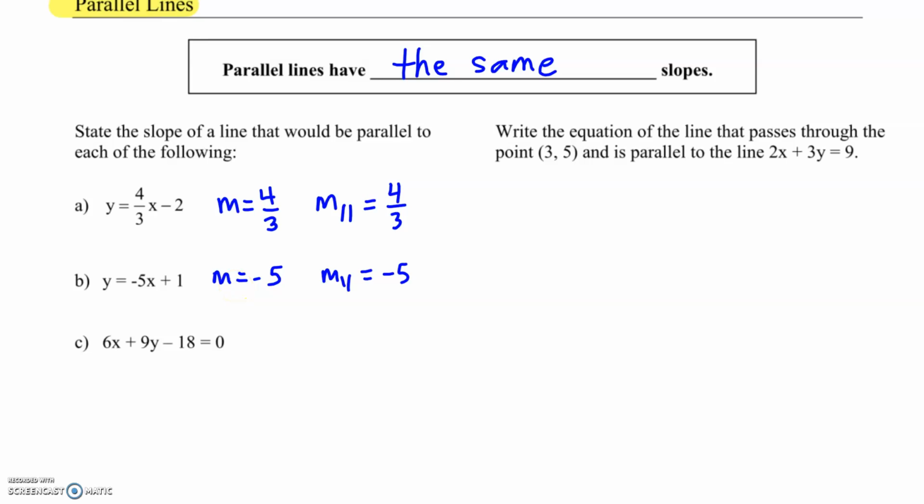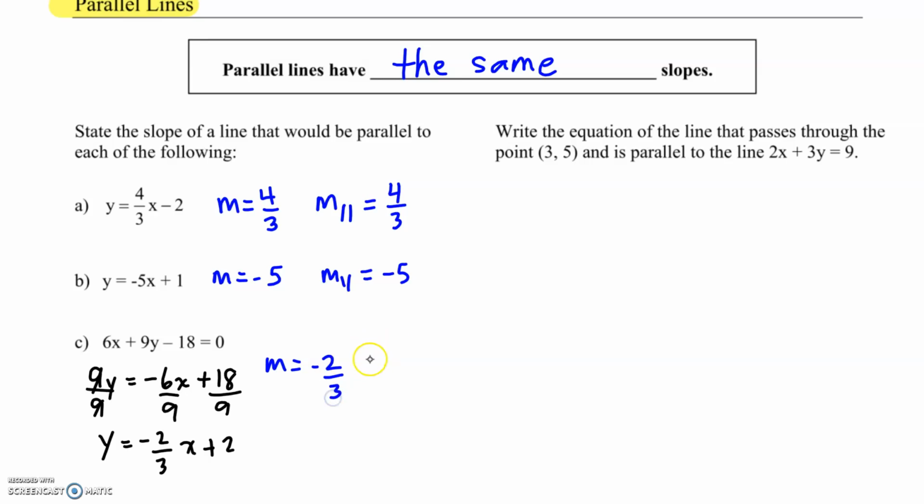So to rearrange it, I'll start by leaving the 9y where it's at, and the 6x will move over, so it's a negative 6x. The negative 18 will move over, so it's a positive 18. And then we're going to divide every term by 9 to isolate y. So I have y by itself. Negative 6 over 9 can reduce to negative 2 over 3x, and 18 divided by 9 is 2. Okay, now I'm ready to state my slope. So the slope of this line is negative 2 over 3, and the slope of a parallel line would also be negative 2 over 3.